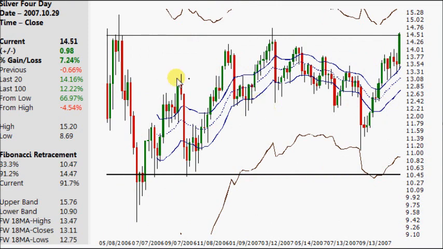So here we are, and this is where we left off. It did manage to come back down to that 1047 level, which was an area in which you buy. Sure enough, it manages to go higher. This was a very deep pullback.